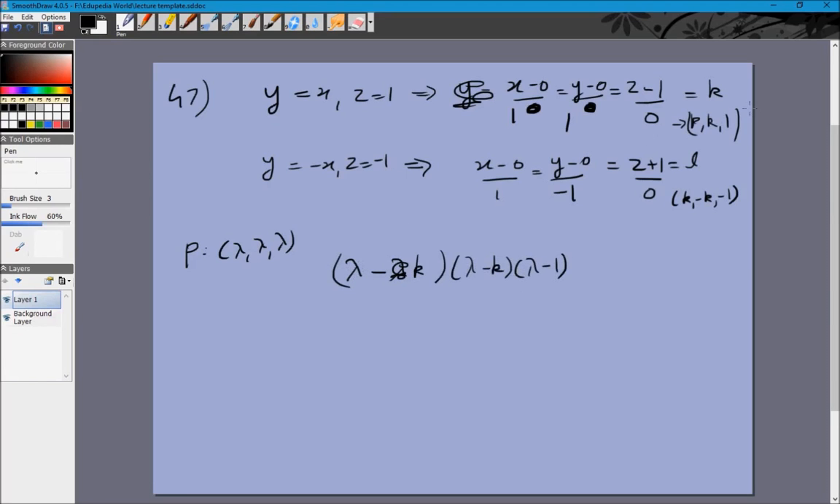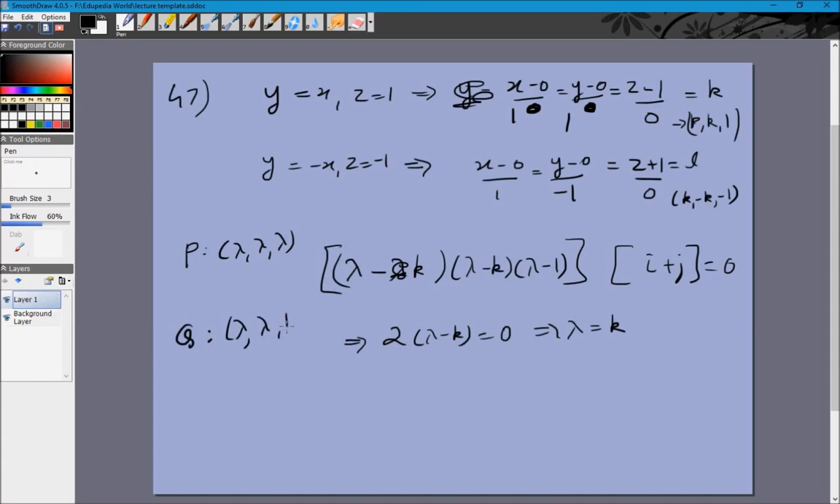We want this to be perpendicular to this line. We can already see that this line's direction cosine is 1i plus 1j, right? So this vector dot with i plus j should give me 0 because they are perpendicular. Which means 2 times lambda minus k, because you have lambda minus k into 1 plus lambda minus k into 1 plus lambda minus 1 into 0, which means lambda is equal to k, which means the point Q is lambda comma lambda comma 1. Similarly, we can get the point R.